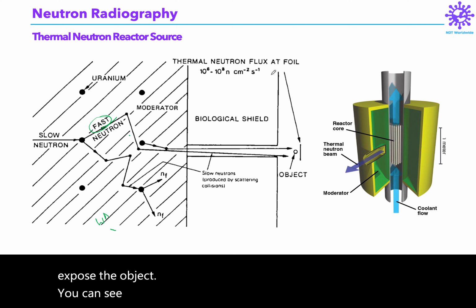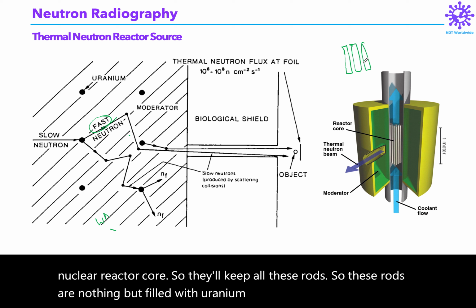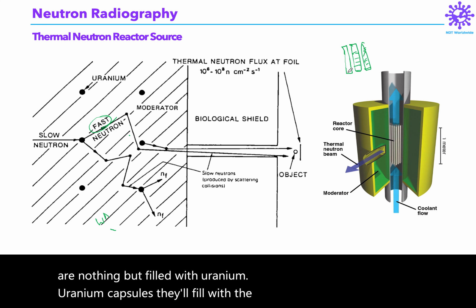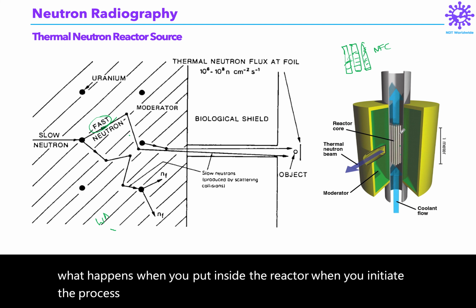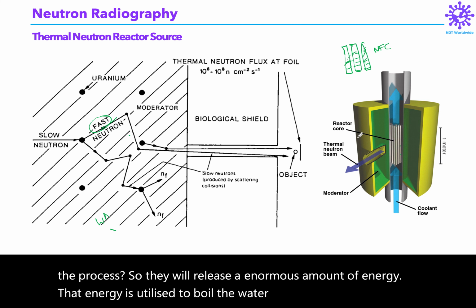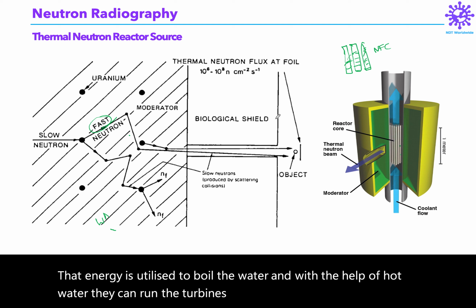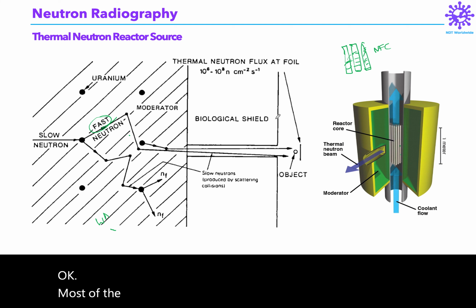If you look at nuclear reactors, they have what are called fuel cells in the nuclear reactor core. They keep all these rods, which are filled with uranium capsules, and they call them nuclear fuel cells. What happens when you put them inside the reactor and initiate the process is that they release an enormous amount of energy. That energy is utilized to boil the water, and with the help of hot water they can run the turbines. This is how they produce nuclear energy, like nuclear power. Most nuclear reactors use the same thing.